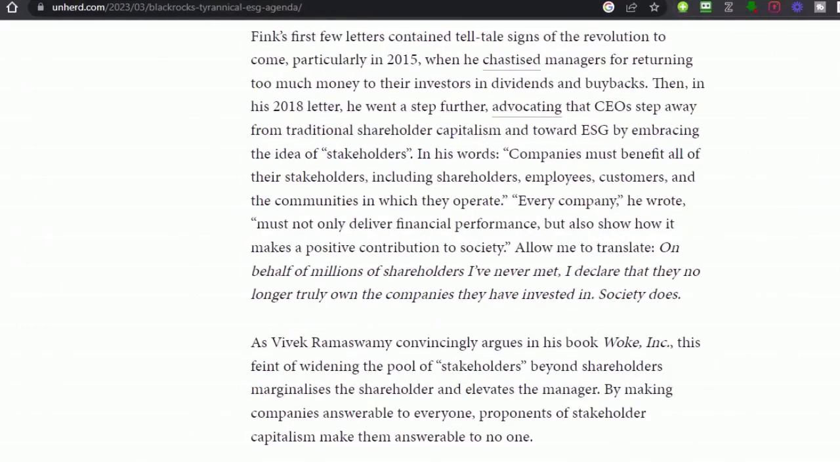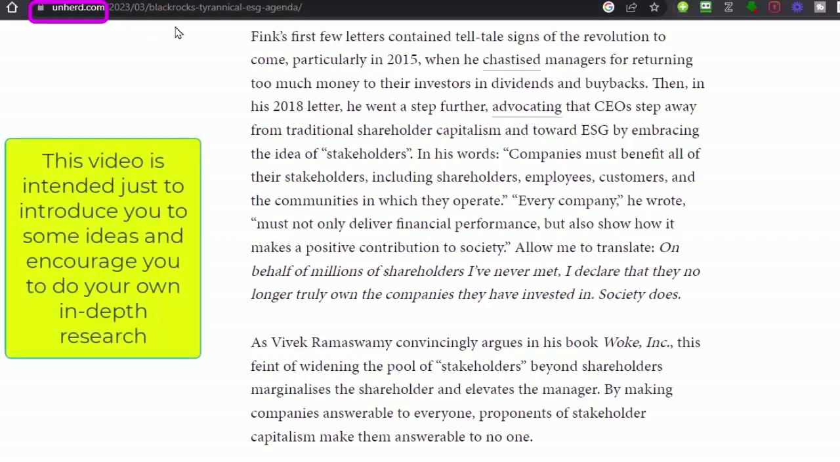Now let's go to Larry Fink, who has been involved in a lot of controversy lately. He is the head of BlackRock, which is the largest fund manager in the world. And again, you can see the URLs up here. I'm just giving you little tidbits here, so I want to be very clear about that.